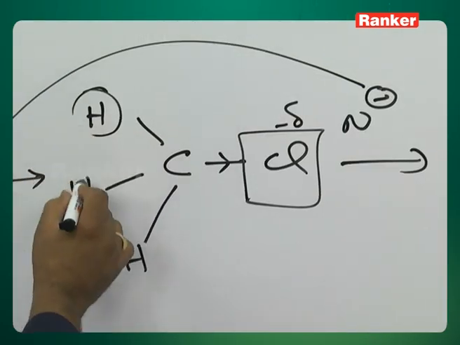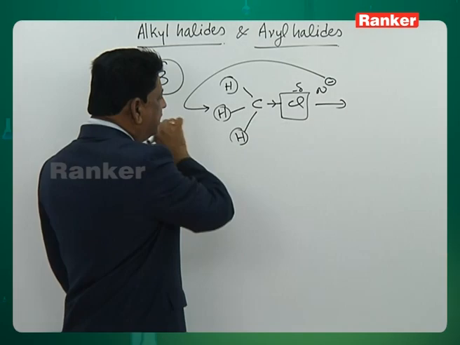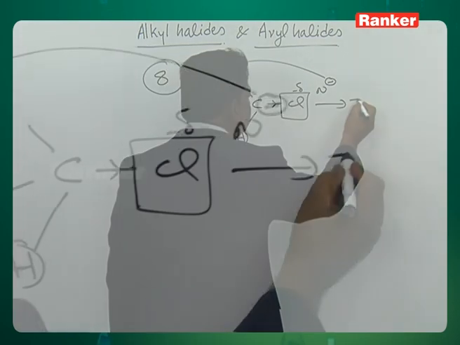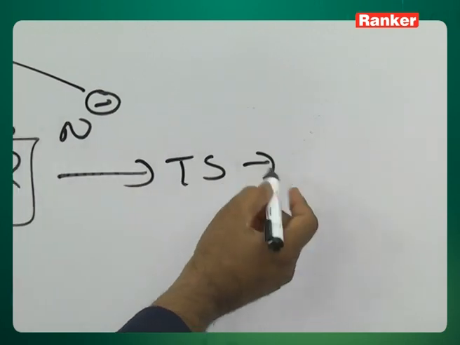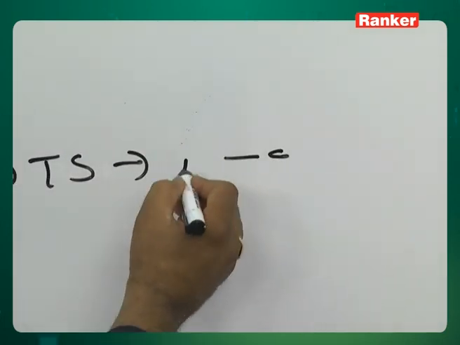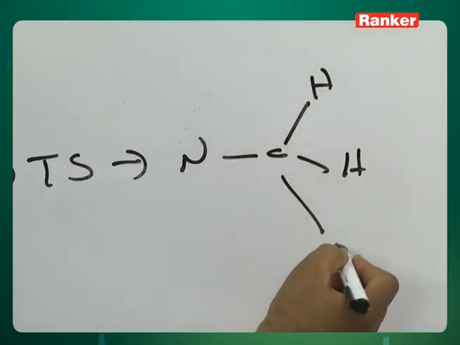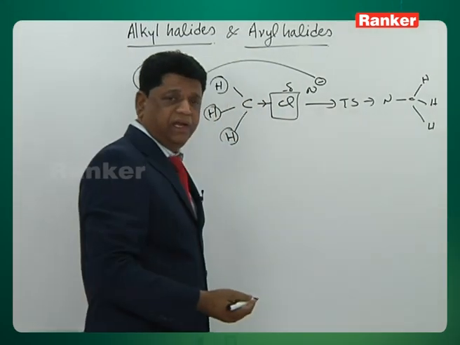So the nucleophile prefers to attack from the back side. As the three hydrogens are smaller, it will come between the three hydrogens and slowly a transition state takes place, and then the compound undergoes a total inversion and the hydrogens fall on the other side. This is called a Walden inversion.